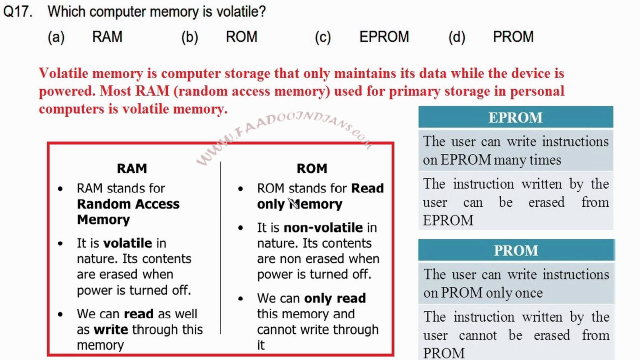Now RAM is random access memory, ROM is read-only memory. RAM is volatile, and ROM is non-volatile. That is, data remains there even when the power is off. And we can read and write both on RAM, whereas on ROM, we can only read the memory. We cannot write through it. So the answer is RAM.